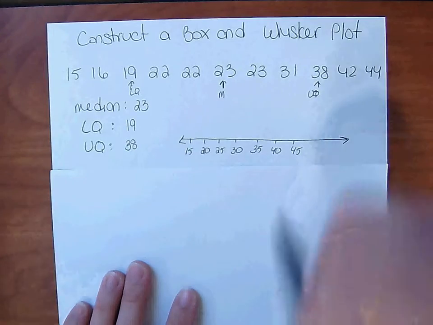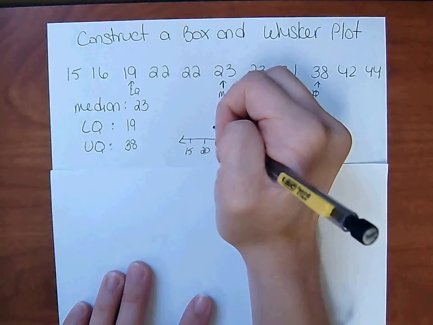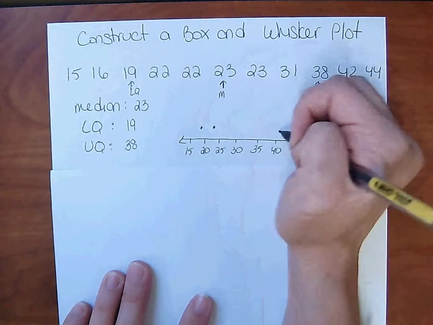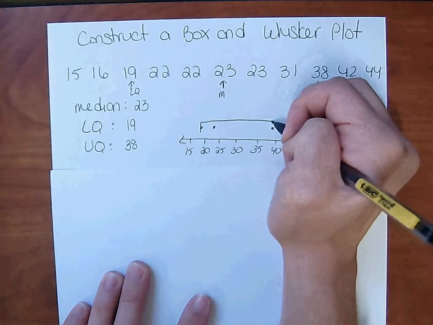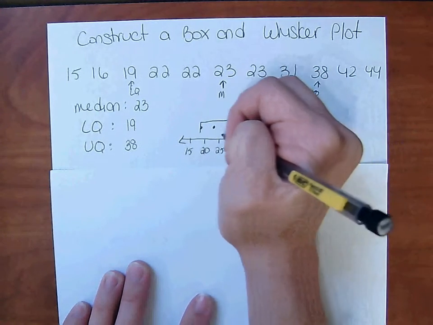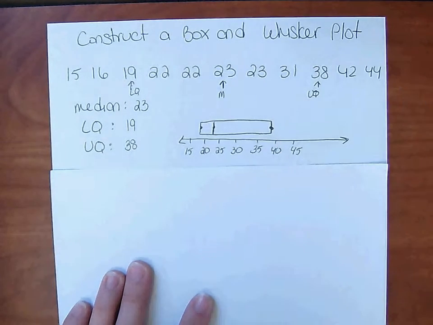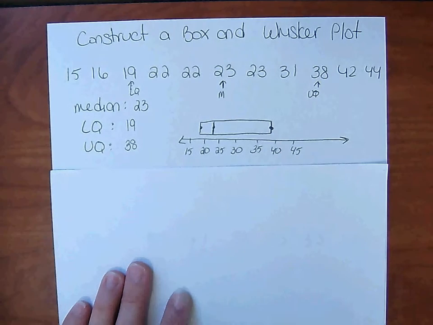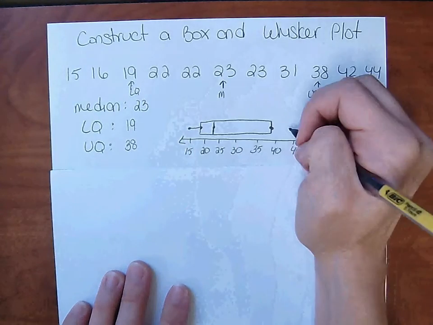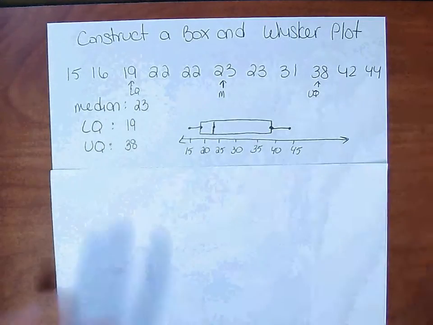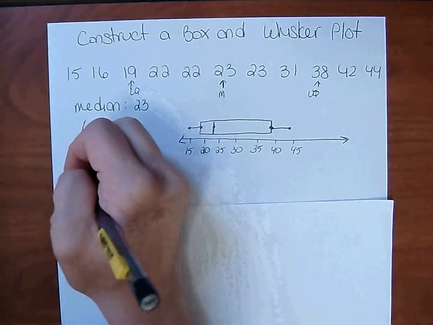Next, we plot the median, lower, and upper quartile. So 23, 19, and 38. The lower and upper quartile make the edges of the box, and the median is inside. The whiskers come from the lower and upper extreme, 15 and 44.